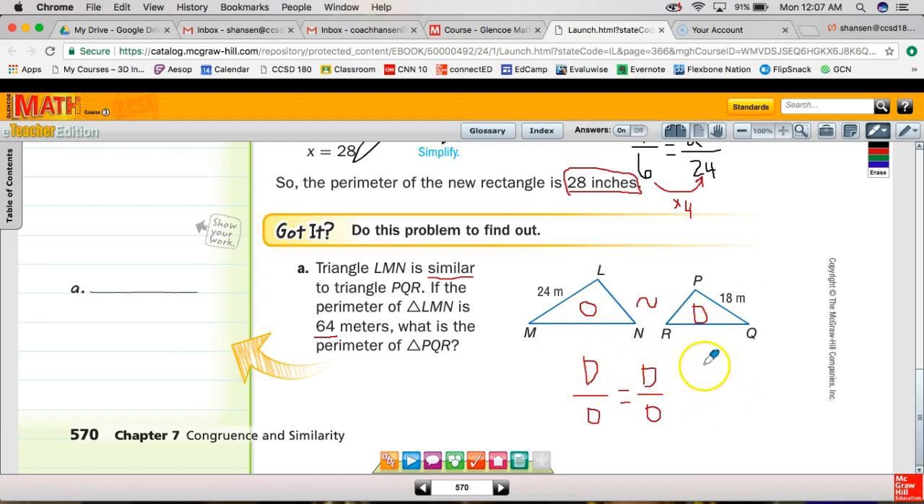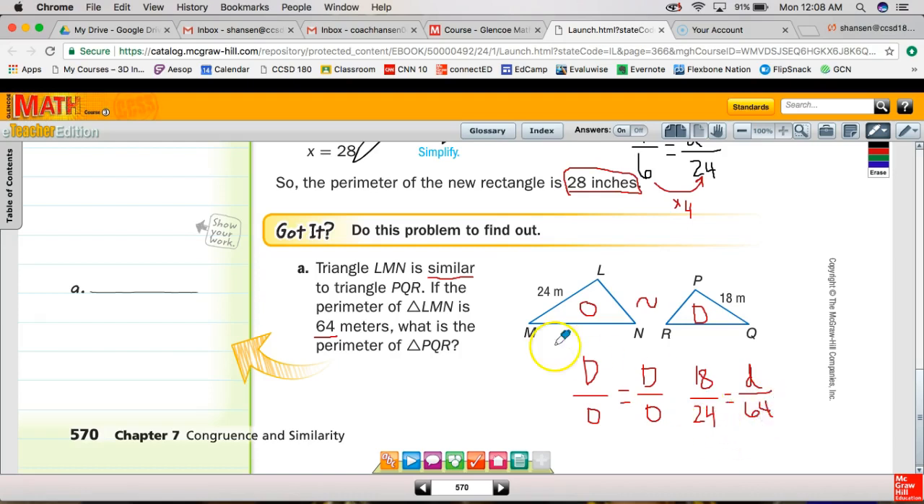So what I'm going to have is the dilation going on top. I have the side length of 18, which corresponds to the side length on the original of 24. Remember, it's D over O. And that's going to be equivalent to the perimeters. The perimeter of the dilation is what I'm trying to find, so that is going to be your variable. I'm going to use D just for the sake of argument. The perimeter of the original was the 64 meters. That's going to go on the bottom.